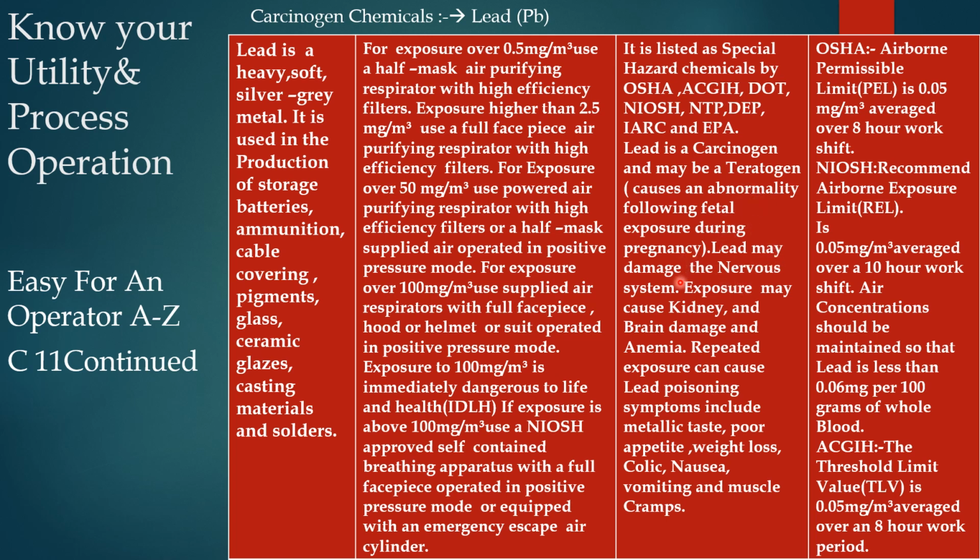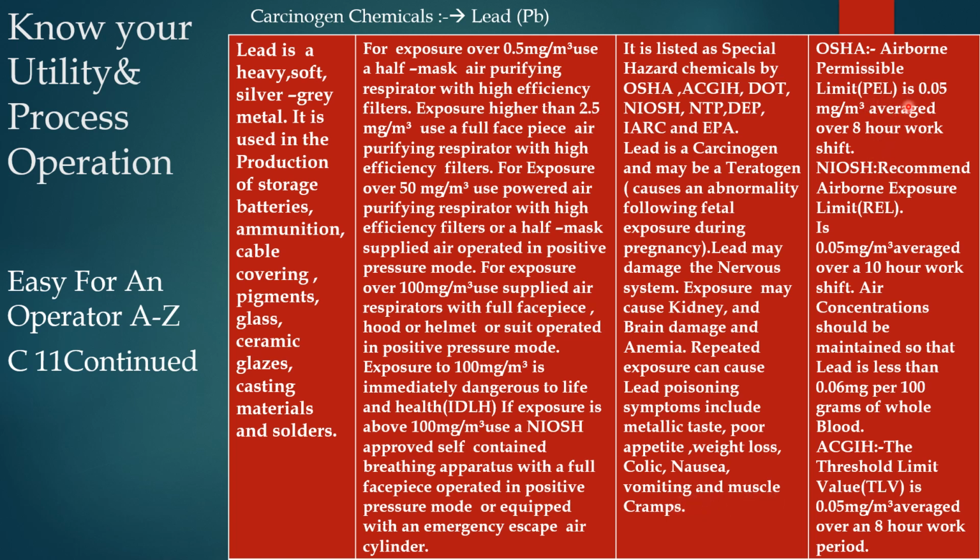Lead may damage the nervous system. Exposure may cause kidney and brain damage and anemia. Repeated exposure can cause lead poisoning. Symptoms include metallic taste, poor appetite, weight loss, colic, nausea, vomiting, and muscle cramps.